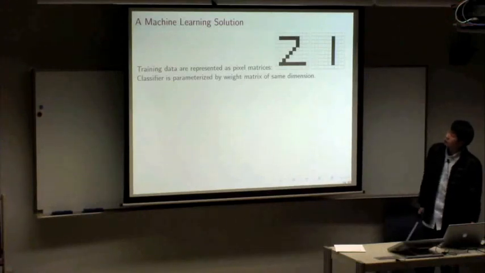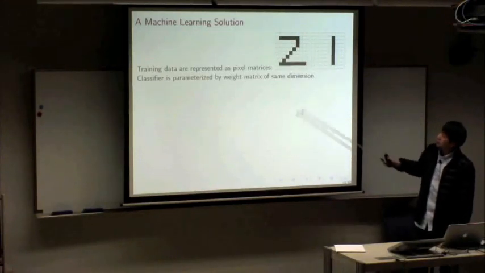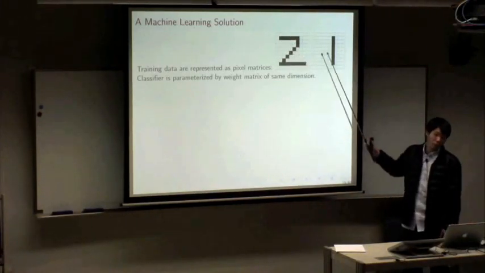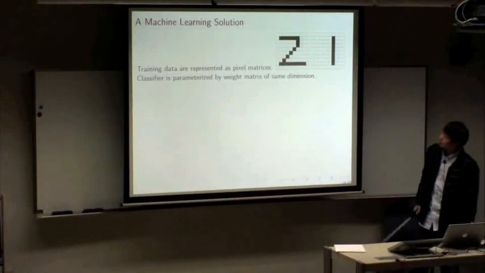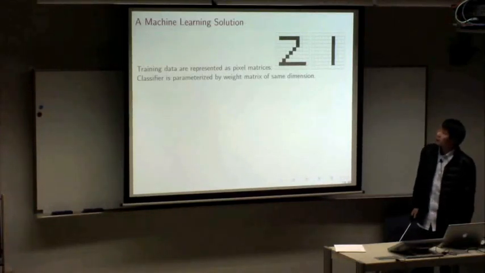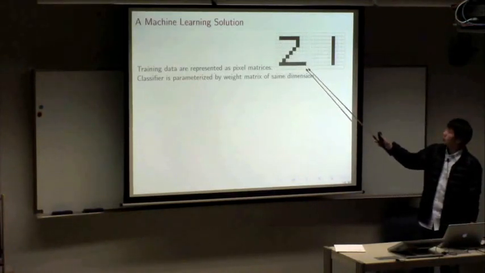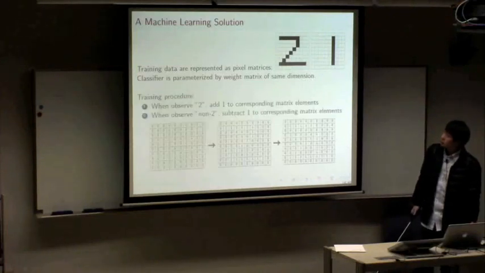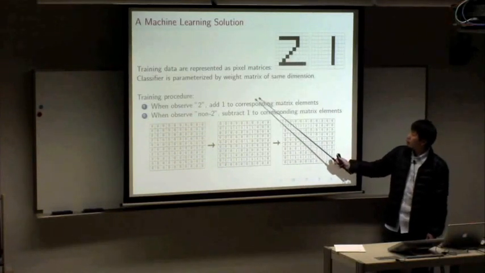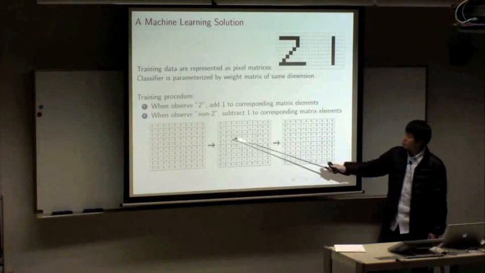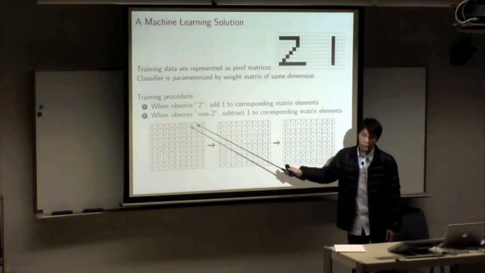So here's one way to do it with machine learning. For example, let's say our training data are matrices of pixels. Each is either 0 or 1, saying whether the pixel is on or not. So you can see this is a 2 here. This is a 1 here. This is our input data. And we have a classifier whose weights are the same dimension as this input. The training procedure is simple. When we observe this 2, we add 1 to all of the corresponding elements. Here is a classifier matrix that we start with. Originally, everything in this matrix is 0.